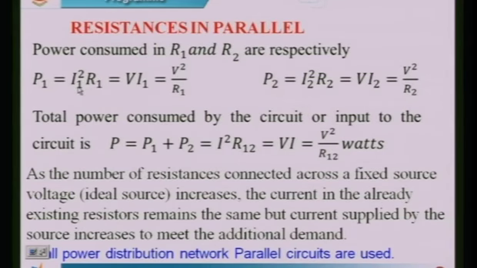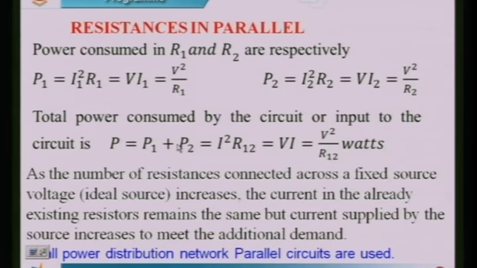The power consumed by the first branch is nothing but I1 square into R1, or it is V I1, or it may be V square by R1, while in the second one it is I2 square R2, V I2 or V square by R2, like that it goes. The total power can also be calculated by this I square R12 or V I or V square by R12.